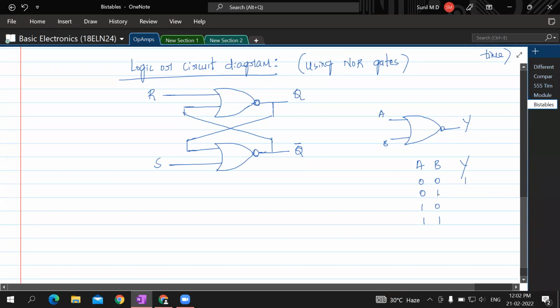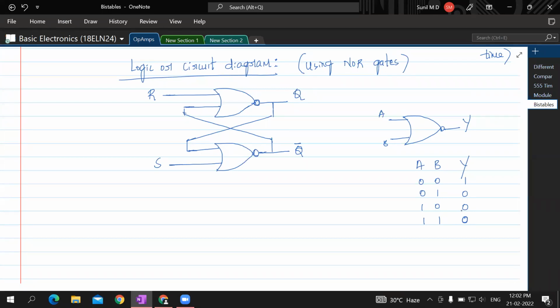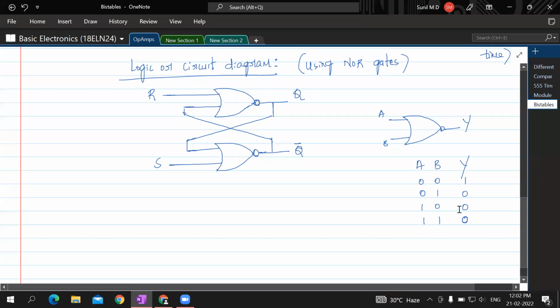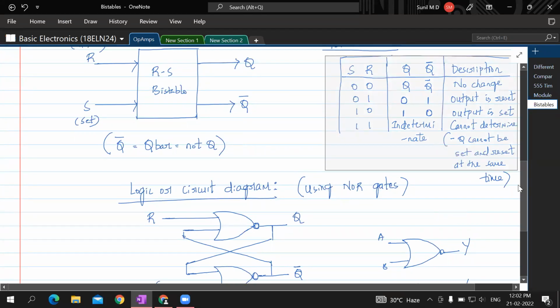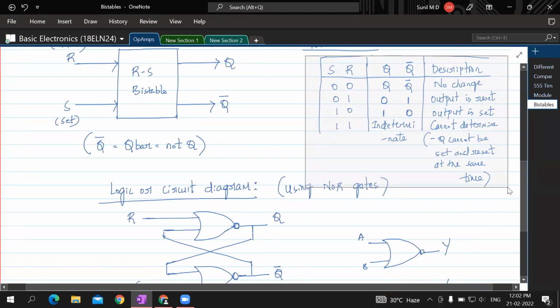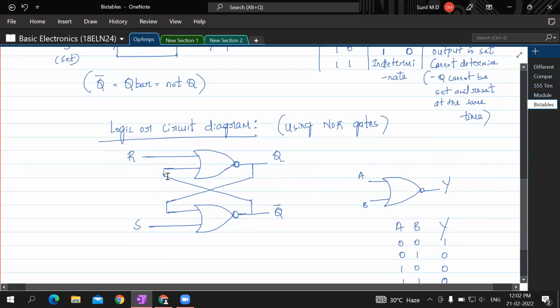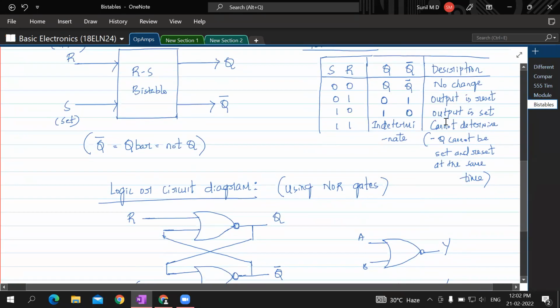0 or 1 is 1, NOT of that is 0. 1 or 0 is 1, NOT of that is 0. 1 or 1 is again 1, NOT of that is 0. So this is the NOR operation, the NOR gate output. Now we have to see if this particular truth table works with this particular circuit diagram. So let's try to check this.